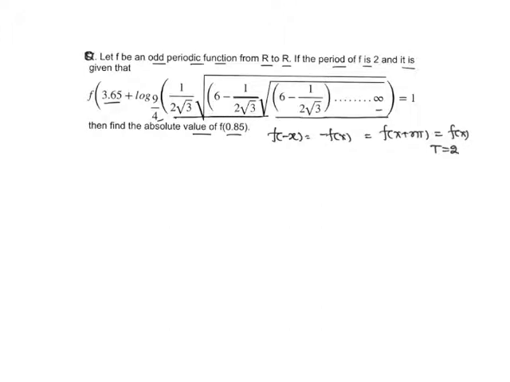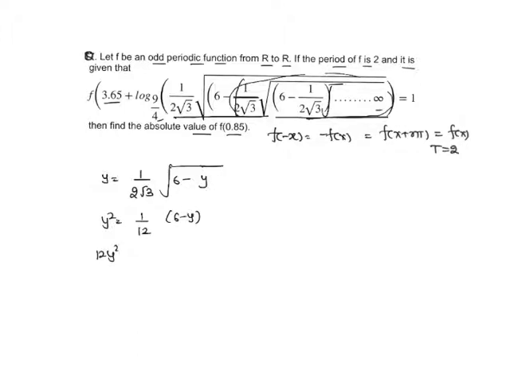If I assume this expression as y, so y equals 1 by 2 root 3 root over 6 minus 1 by 2 root 3 root over 6 minus, again it is going to continue. So this expression is nothing but y only. If I square it, y square equals 1 by 12 times (6 minus y). If I simplify, 12y square plus y minus 6 equals 0.